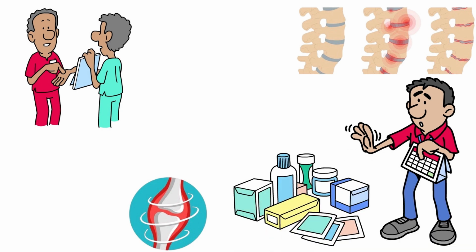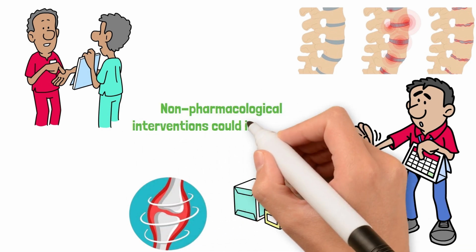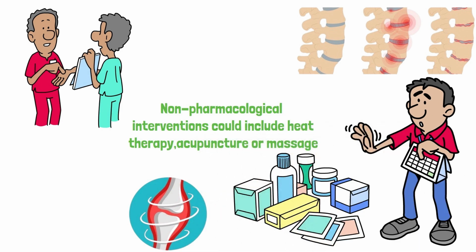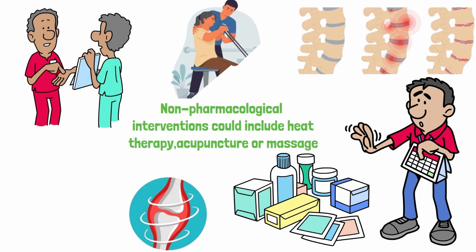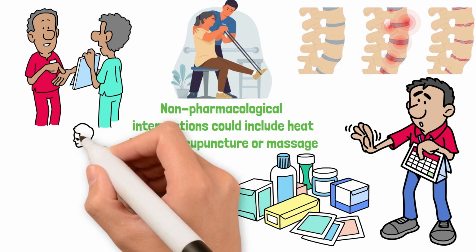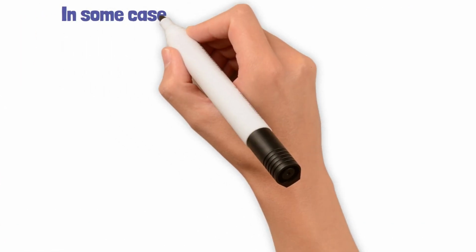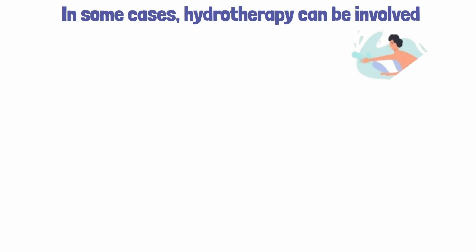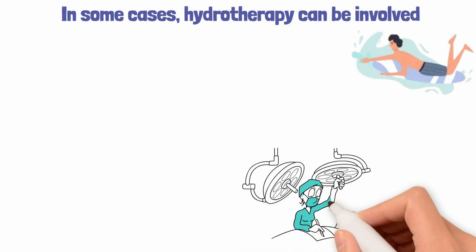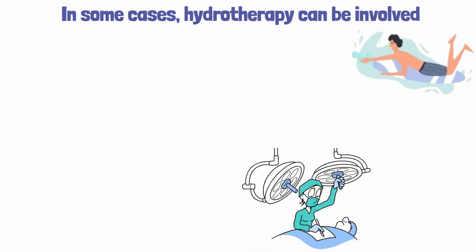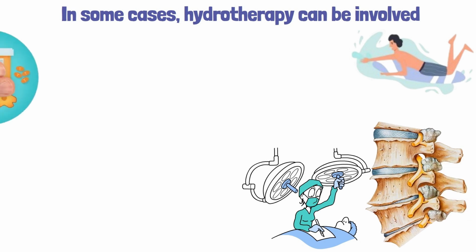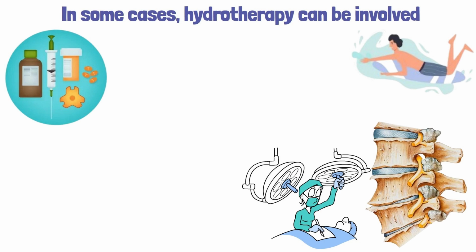Along with medication, non-pharmacological interventions could include heat therapy, acupuncture, or massage. Physical therapy, as we've mentioned, is key, especially exercises and strengthening of the back. It's crucial to maintain mobility, and this helps ease stiffness. In some cases, hydrotherapy can be involved, which is a type of water-based physiotherapy. In some cases, surgery may be required because the spine has become inflamed for so long it has fused. Thankfully, newer medications and targeted therapies have substantially decreased this need.